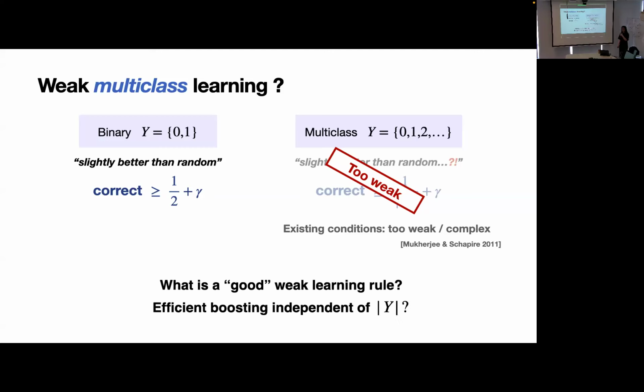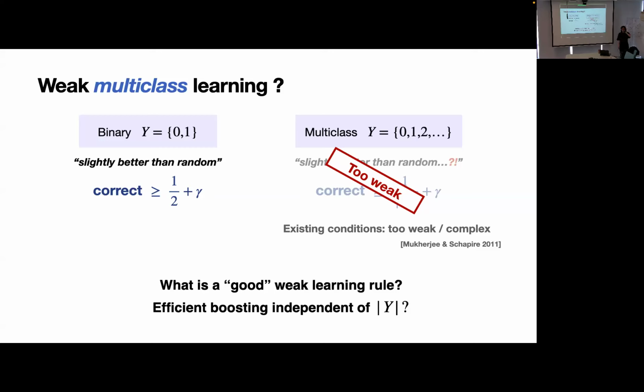So the two natural questions that come up here are, first, what is a good weak learning rule? What is a simple enough assumption to make? And then once we have that, how can we efficiently boost it? By efficient, again, I'm thinking of huge label spaces or even infinite label spaces, and I want the running time and the sample complexity to be ideally independent of the number of labels.